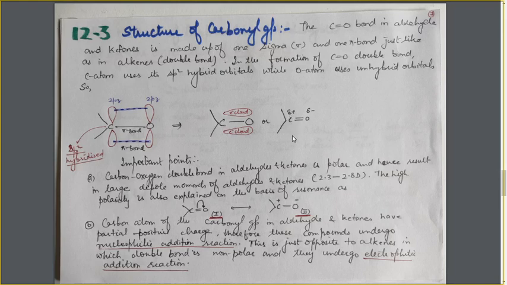So in carbonyl compounds, the carbon-oxygen double bond consists of a sigma and a pi bond, and due to the difference in electronegativity of carbon and oxygen, the C double bond O group is a polar group or polar bond. The oxygen atom has a partial negative charge and the carbon atom has a partial positive charge.